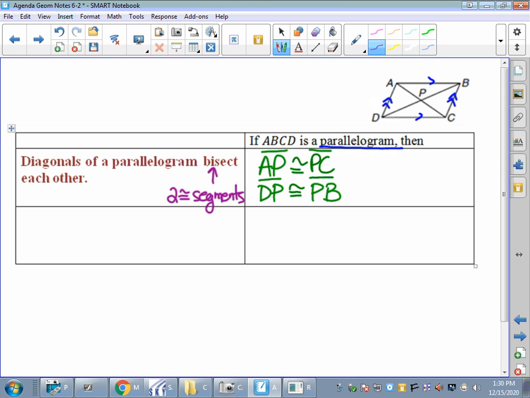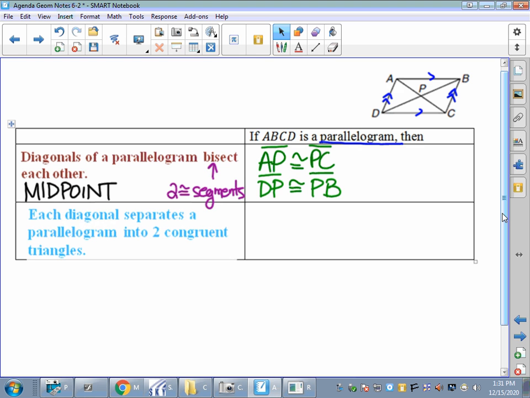One more thing before I move on to the next box. If I was on a coordinate plane, if I had a parallelogram graphed, and I asked you about the lengths or the position of point P, we would use midpoint. If it's bisecting, it's in the middle. Midpoint is the midpoint formula. That's way back in section 1.3, I think. But we've done midpoint formula, and we're going to need to use it again. Midpoint is add the x's, divide by 2, add the y's, and divide by 2.